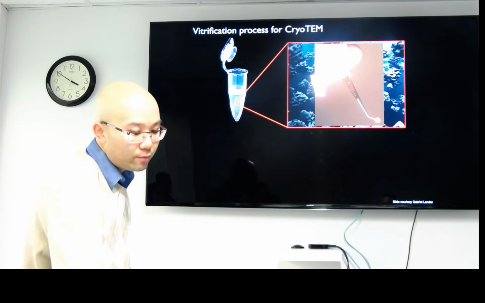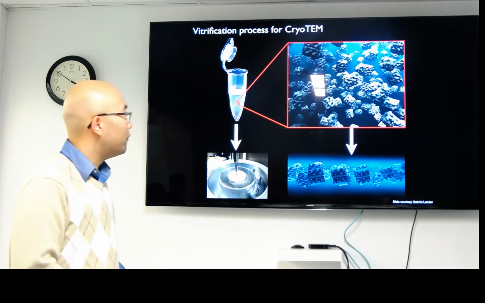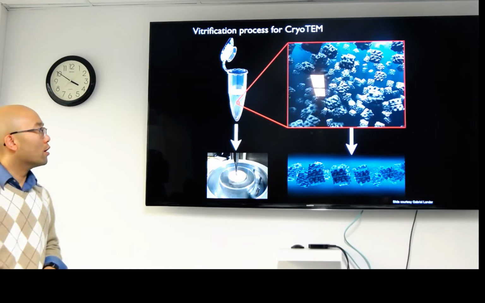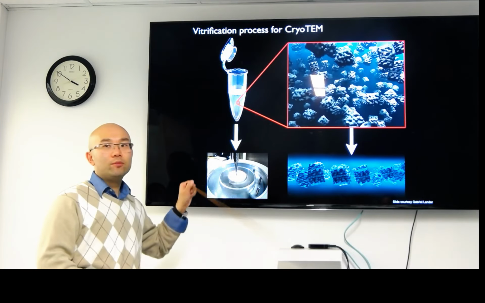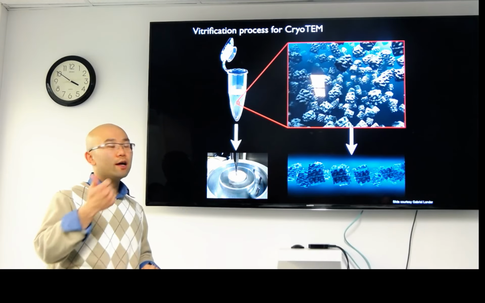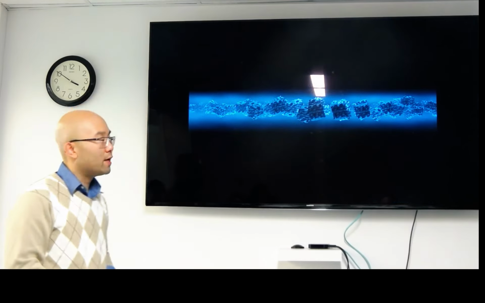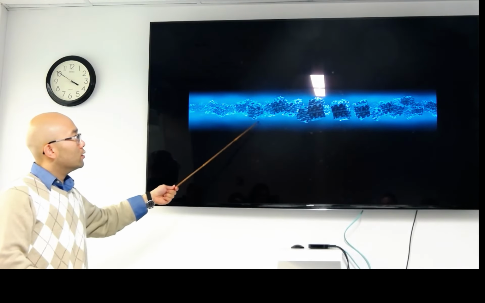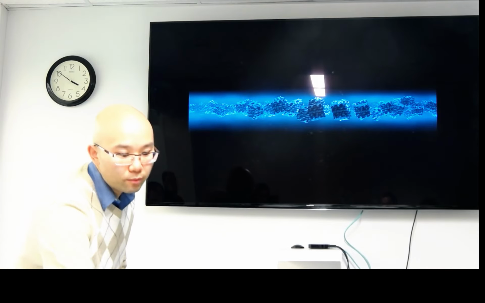We apply our sample to that, and what we want is to freeze it so fast to form this glass-like water, vitreous, vitrified ice, such that we can contain our sample, such that it preserves structure, as well as can survive in the vacuum that we put it in, which most of our electron microscopes run. So here's a visual representation of particles in this vitrified buffer.